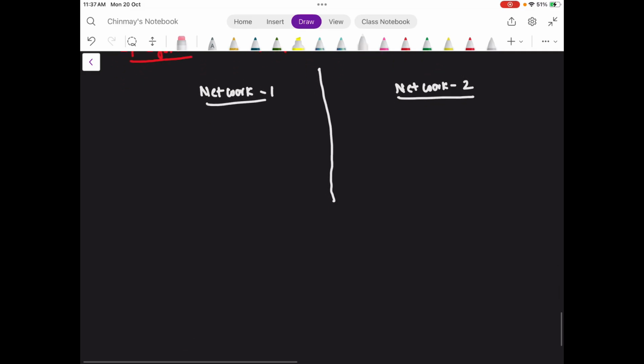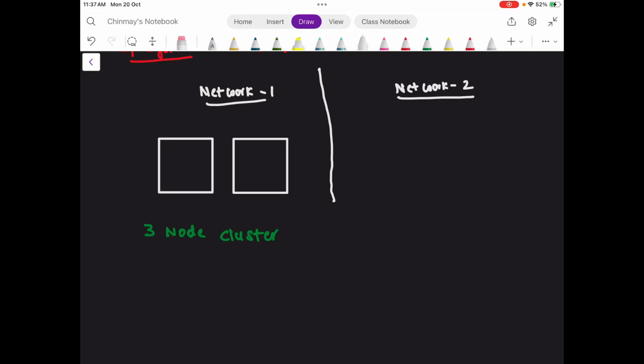Network 2. We will consider a 3 node cluster. That means 2 nodes in partition 1, another node in partition 2. That means replica 1, replica 2 and replica 3. Let's understand MySQL cluster behavior.